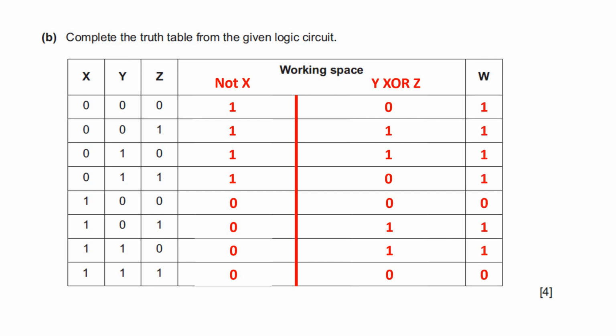Next is OR in between of them. 1 plus 0 is 1, 1 1 1, 1 1, 0 0 then 0, 0 1 1, 0 1 1, 0 0 then 0.